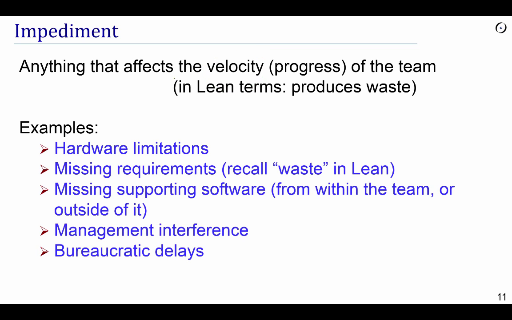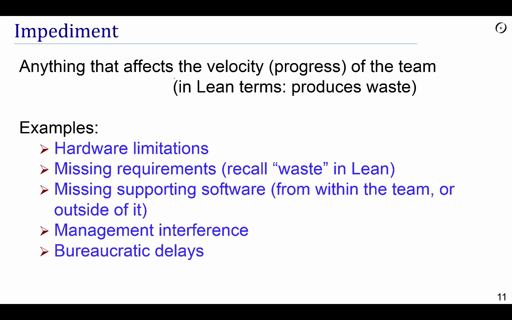In lean terms, remember the previous lecture, we had this rejection of waste, this injunction to avoid waste, so we can also define impediments as anything that might produce waste, which of course we want to avoid like the plague. So examples of impediments are quite diverse. Hardware limitations: assume a situation in which compilations and tests are taking too long because programmers don't have enough memory, so the Scrum Master may be the one who says we need to give everyone an extra 8 gigs of memory because we're wasting time for no good reason.